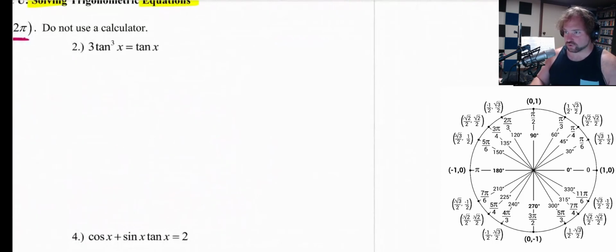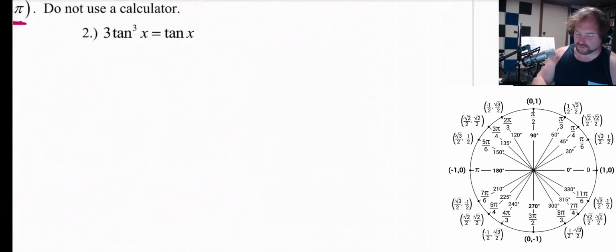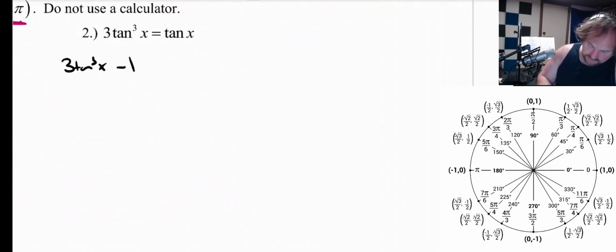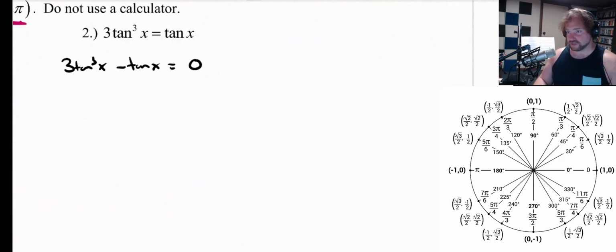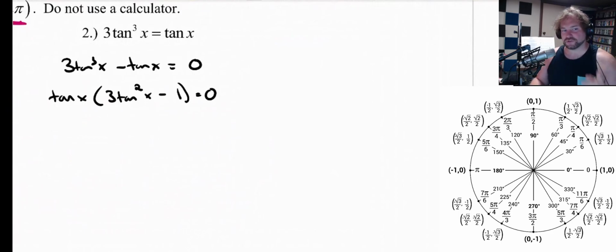3 tangent cubed equals tangent of x. We're going to do largely the same thing in this problem that we did in the previous one. Start by subtracting that tangent to the other side, set it equal to 0. Now we can factor a tangent out just like before. Careful on that second term. That is 3 tangent to the 3rd power. So we have 3 tangent squared left over in that right term.